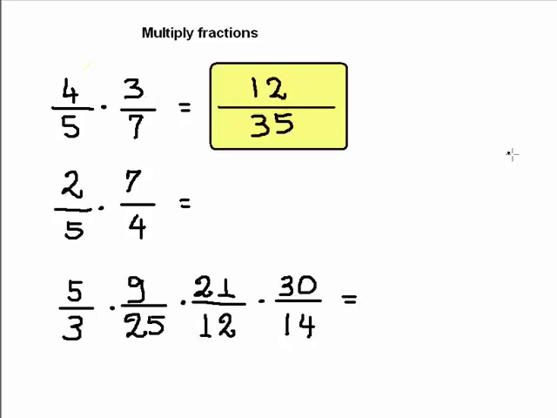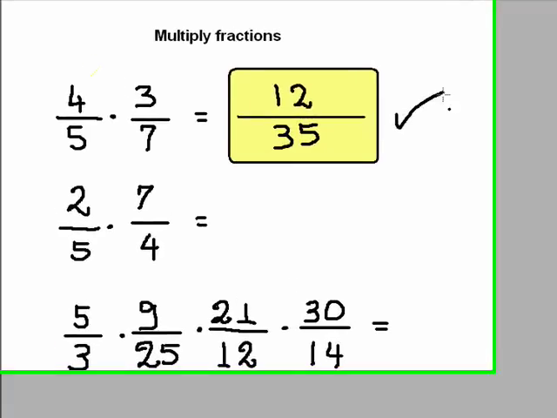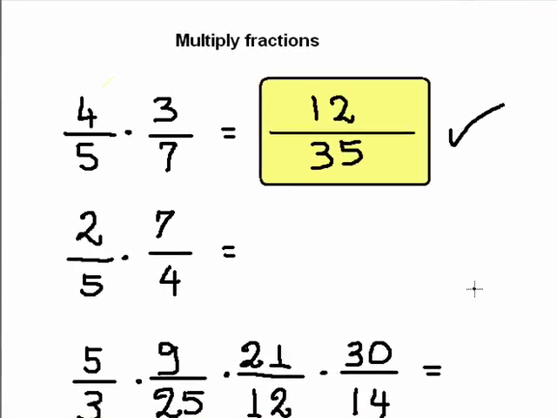Okay, so what does this mean? Well, this means that you are done with this multiplication. This is the result and you cannot simplify it any more. Let's see the second problem. Okay, what do we have here? We have 2 times 7 over 5 times 4. Remember, to multiply two fractions, what we have to do is multiply the two numerators and then multiply the two denominators. So we have 14 over 20.